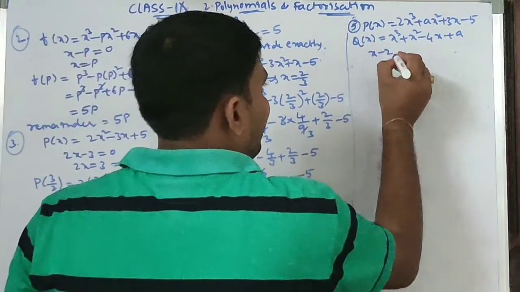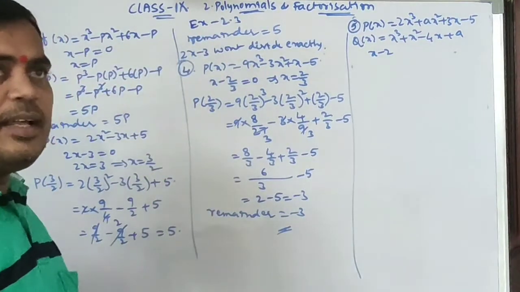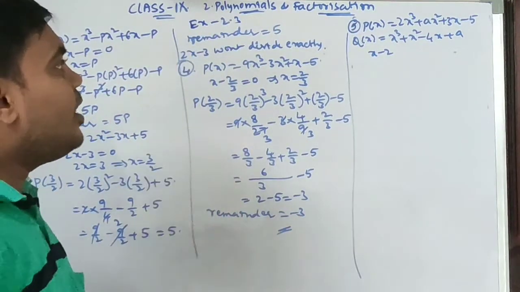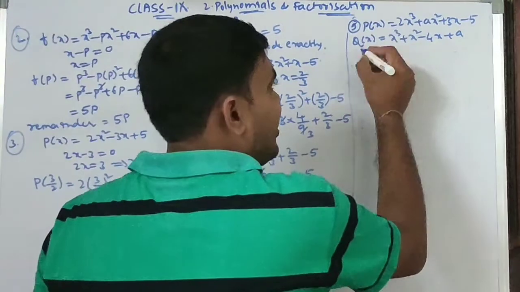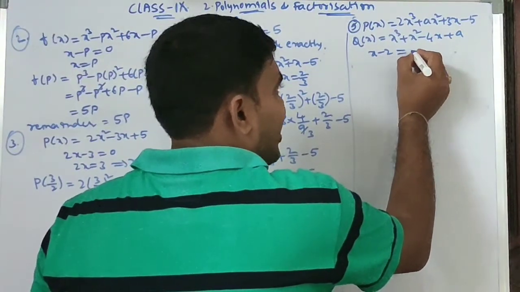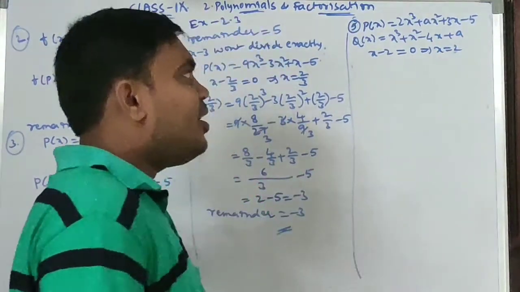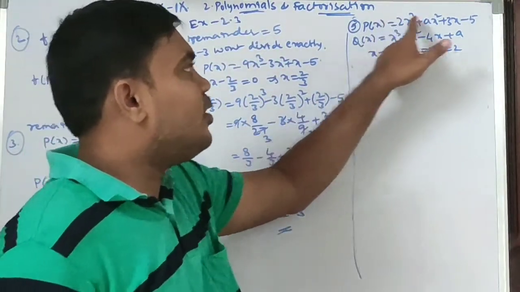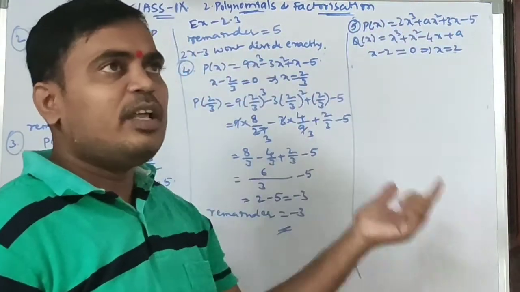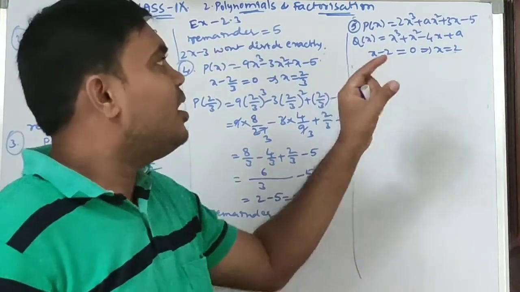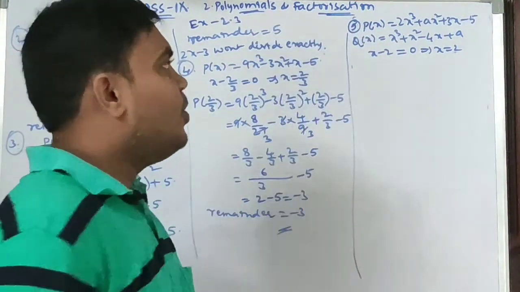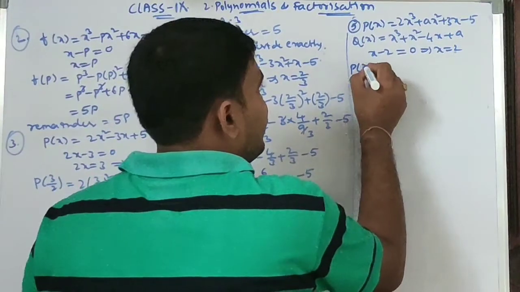So these two polynomials are divided by x minus 2, then the remainders are equal. We need to find out a. If these are divided by x minus 2, make x minus 2 equal to 0, we are getting x equal to 2. If we substitute 2 in these polynomials, they will give the same remainder. Means p of 2 equal to q of 2. First we find p of 2.